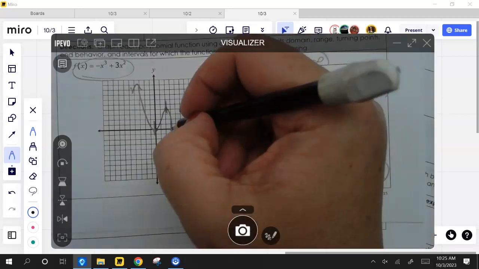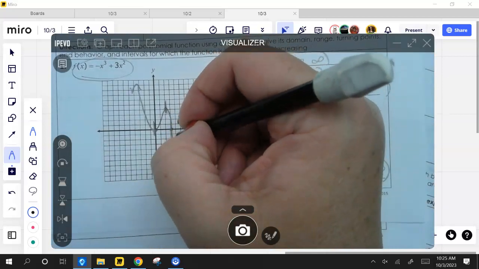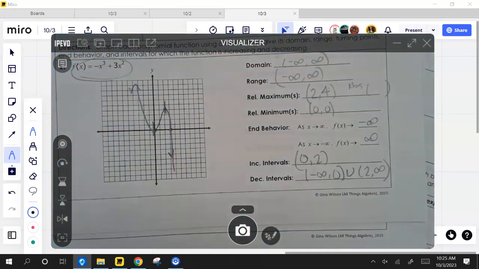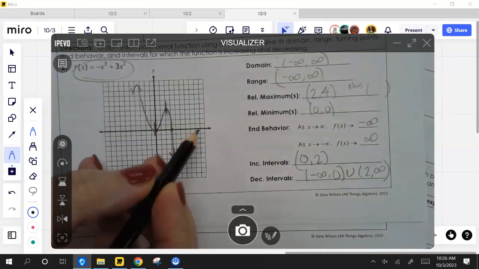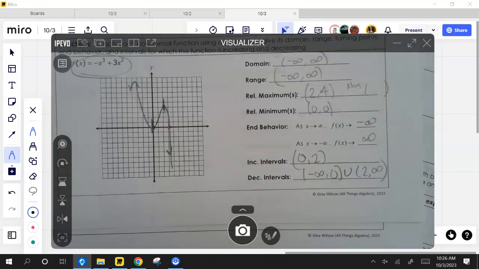2 to 0. There's a point, but it's still decreasing. I'm still going down. I'm going down forever, so it's always decreasing. It doesn't stop decreasing. You're looking at the x. You're talking about where it is decreasing. It's decreasing all the time. Left to right, yes. Always looking at x.